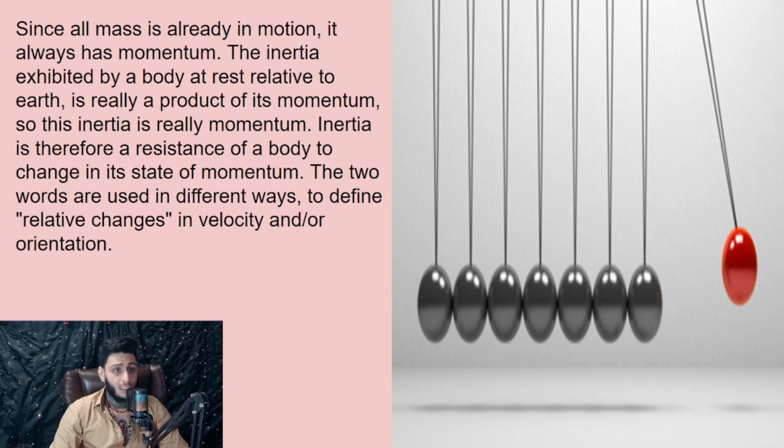The inertia exhibited by a body at rest relative to Earth is really a product of its momentum. So this inertia is really momentum. Inertia is therefore a resistance of a body to change in a state of momentum. The two words are used in different ways to define relative changes in velocity and/or orientation.